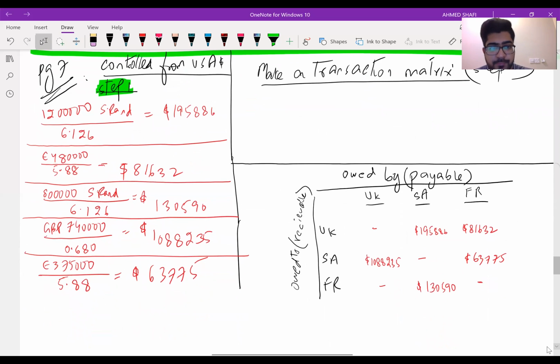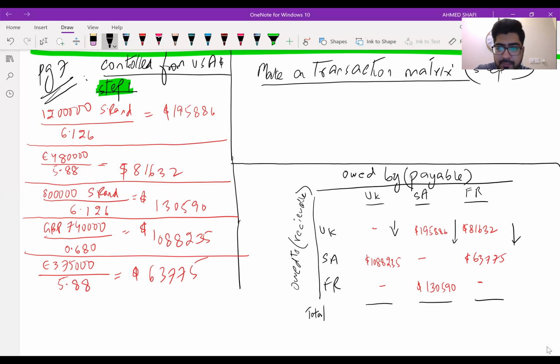So first, you converted all balances into one currency. And second, you need to make a transaction matrix owed by, owed to. Mention all countries. Mention the transactions at the correct intersection. That's it. Now last step. Total all of these. UK, South Africa, France. Total all of these.